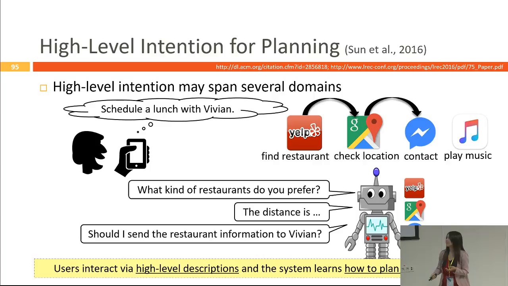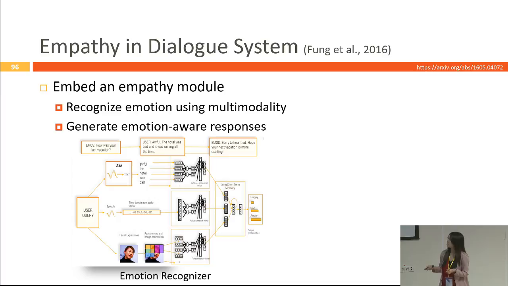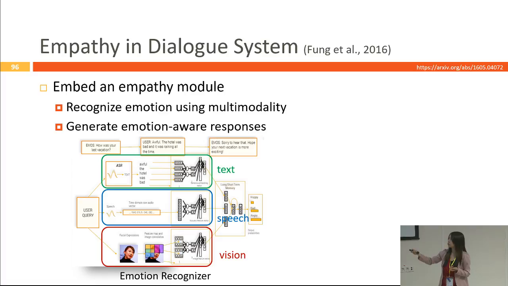Finally, the empathy is also difficult. This work is using an emotion recognizer to enable empathy in the dialogue system. They can recognize the emotion based on text, speech, and vision, and try to provide a different interaction based on the emotion estimation.